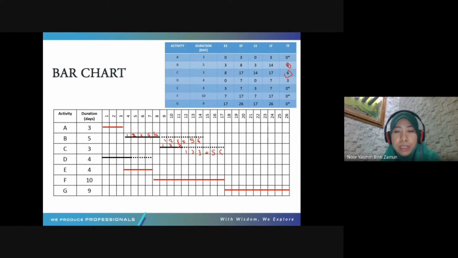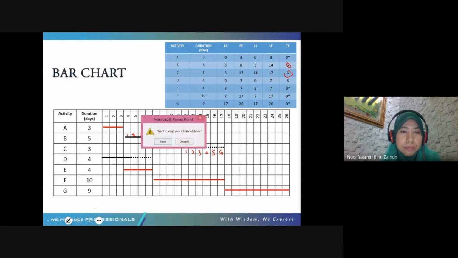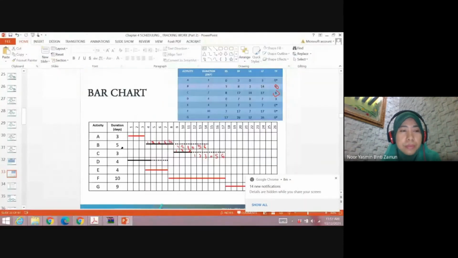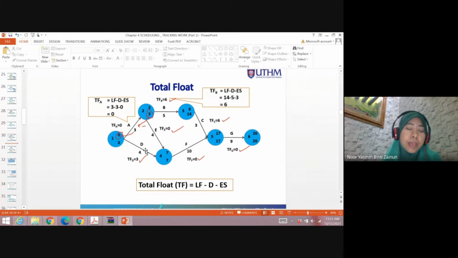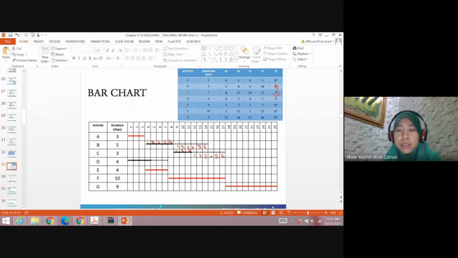Similar goes to activity D. Okay. If you see the arrow diagram method, it is showing that activity D started at the same time with activity A because D has no predecessor. Okay, so it started here.